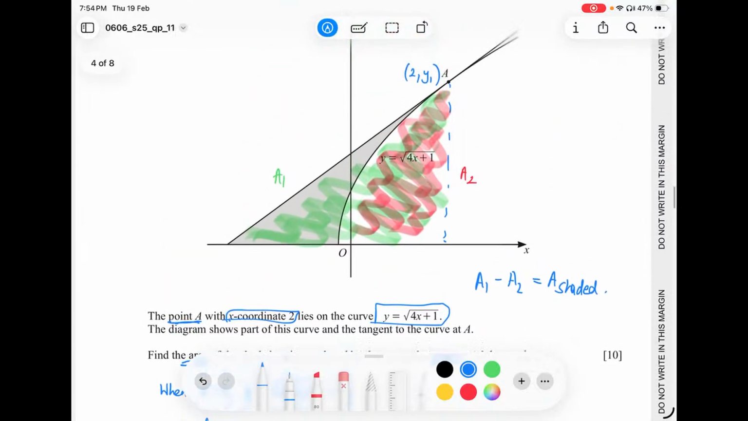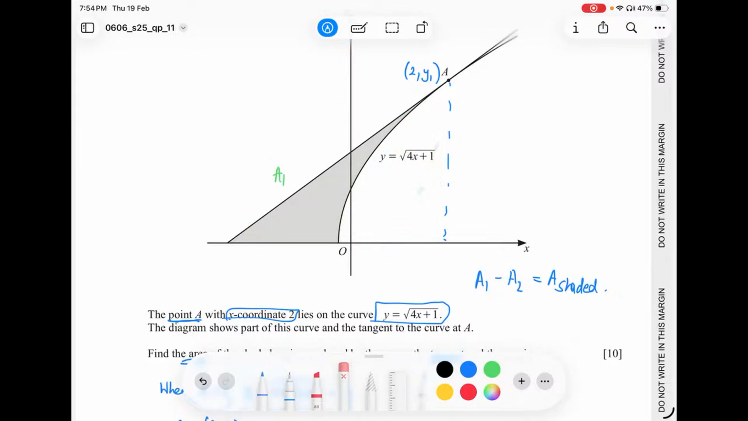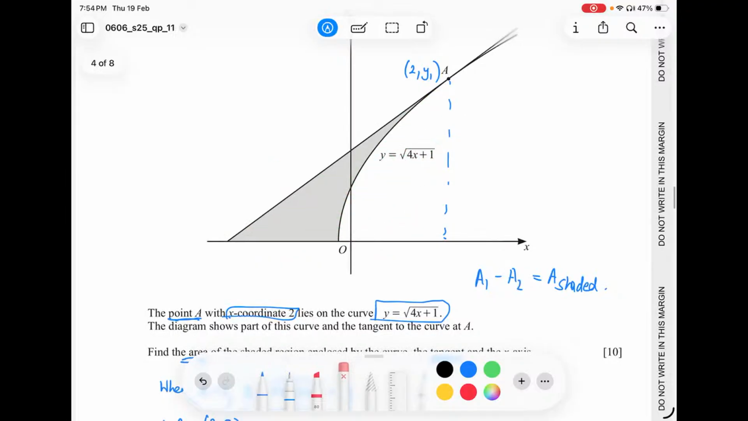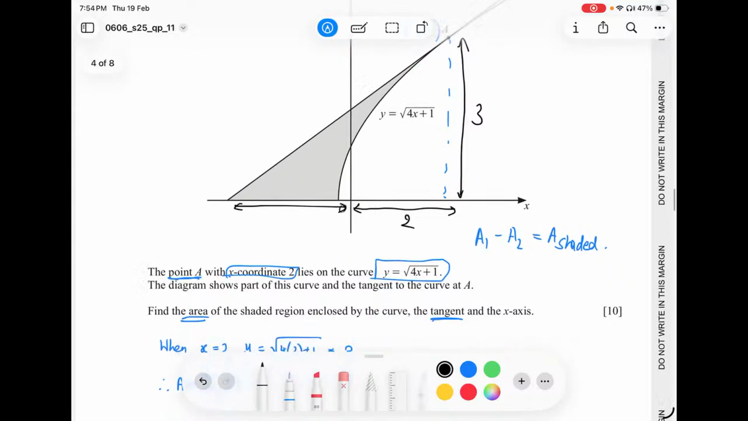So now what we have here is, let me get some space over here. So I understood the A1 and A2 and the basic idea. So this length will be 3, because from 0 to 3 here, this y1 is going to be 3. And this length is going to be 2. But we don't know what the full length of the base of the triangle is.